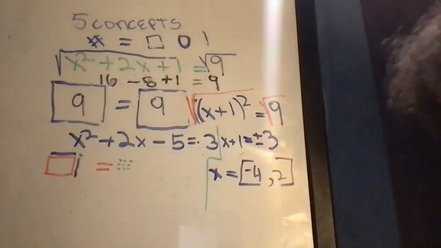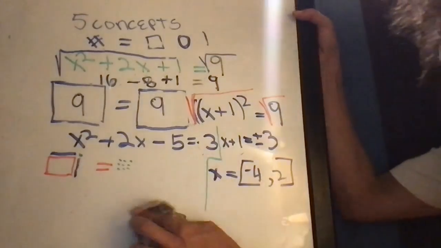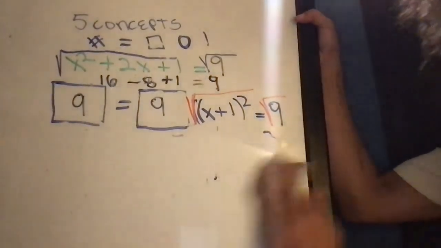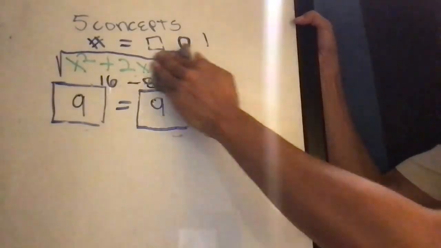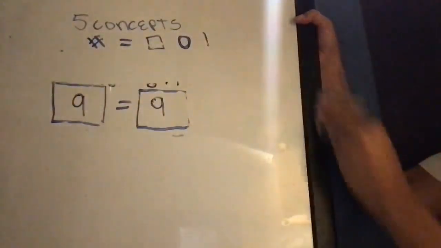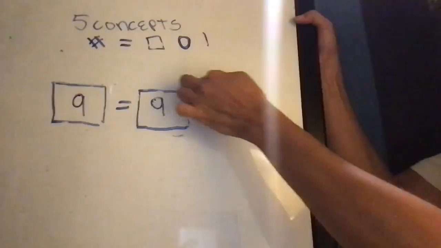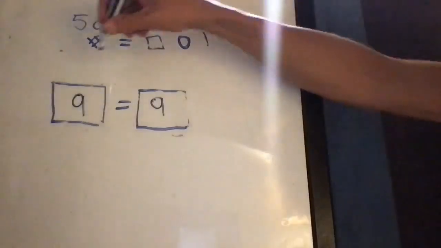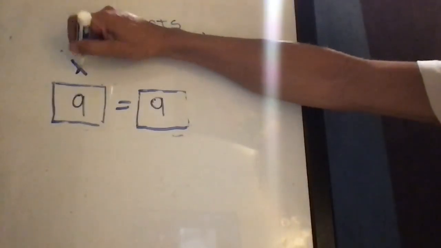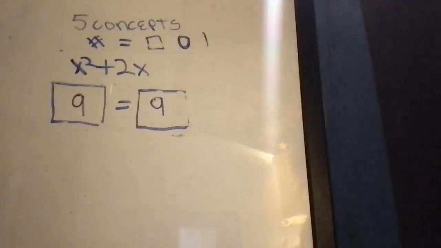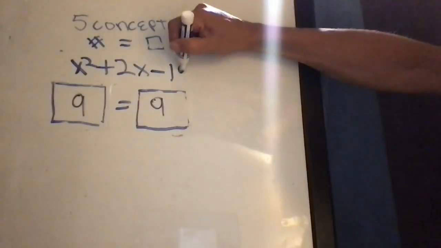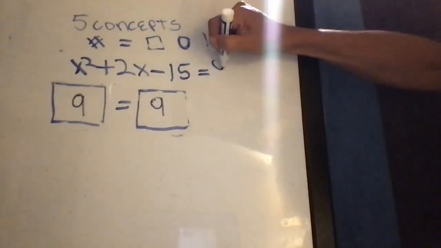All right, let's do another one. Let's go faster. We're going too slow here, kids. We got to go faster. All right. And what are we going to have? For these, we're going to have 9 equals 9. So what am I going to have? We're going to have x squared plus 2x minus 15 is 9 now. Oh, this looks scary. Let's see here. x squared plus 2x minus 15 equals 9.